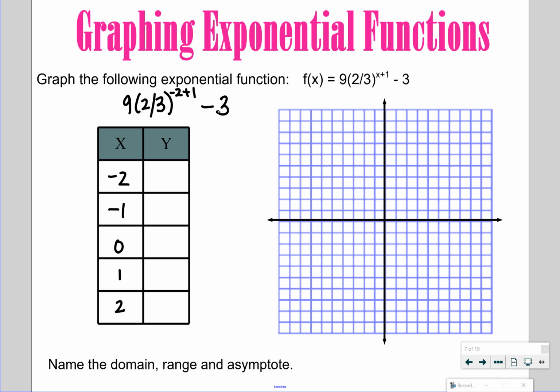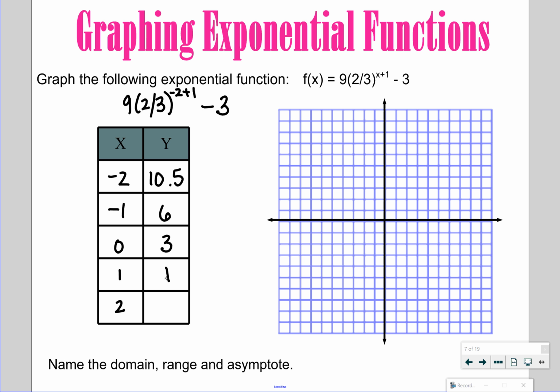So again, you can use your calculator. Just type that in. 9 parentheses 2/3. Your exponent key, negative 2 plus 1, and then minus 3. And I get 10.5. Okay, and now we'll just continue with that. I'm going to plug negative 1 in for x. That gives me 6. If I plug 0 in for x, I get 3. If I plug 1 in for x, I get 1.